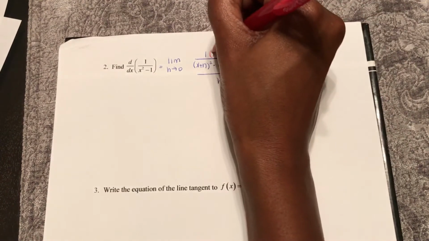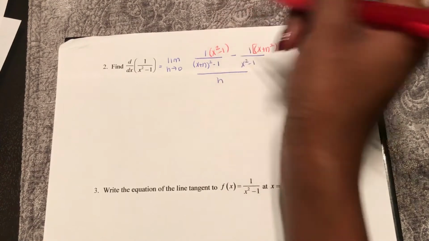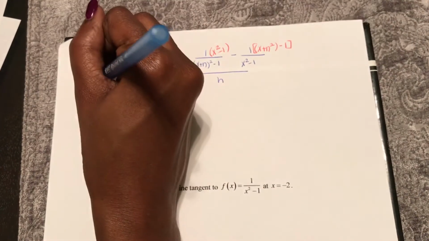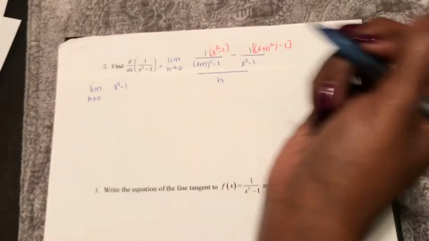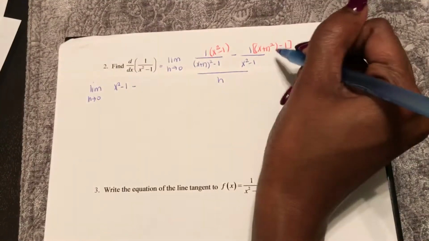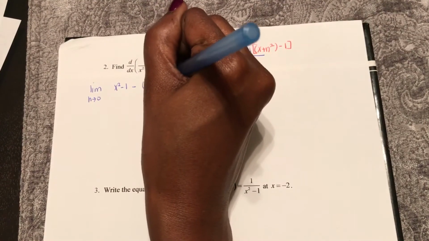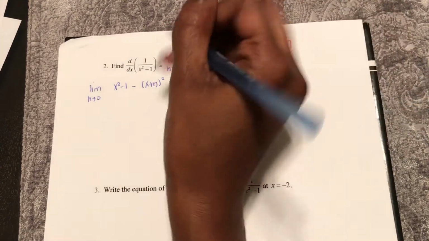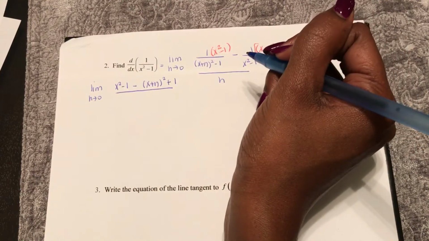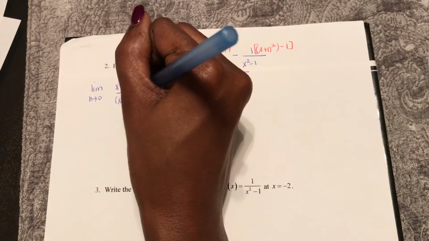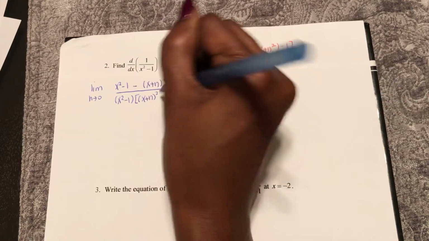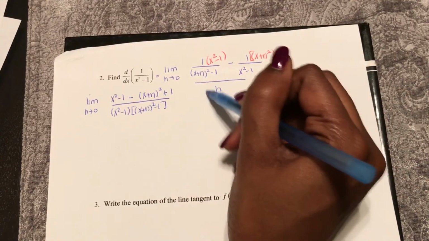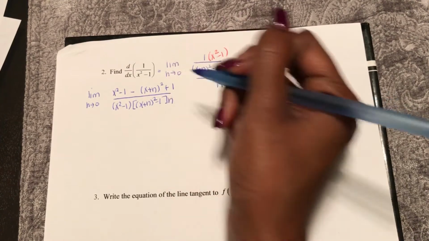And then this one is going to be multiplied by x squared minus 1 on top and bottom, but I'm not showing that work. So I have the limit as h approaches 0 of x squared minus 1, subtracting x plus h squared, and then if I distribute the negative again, that's plus 1, all over my common denominator, which is x squared minus 1 multiplied by x plus h squared minus 1. And then since that's all being divided by h, h is also in my denominator.